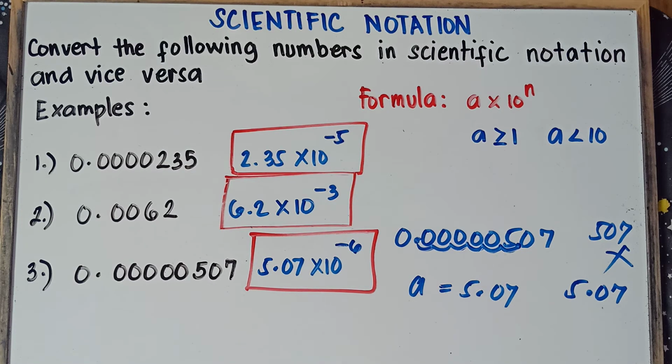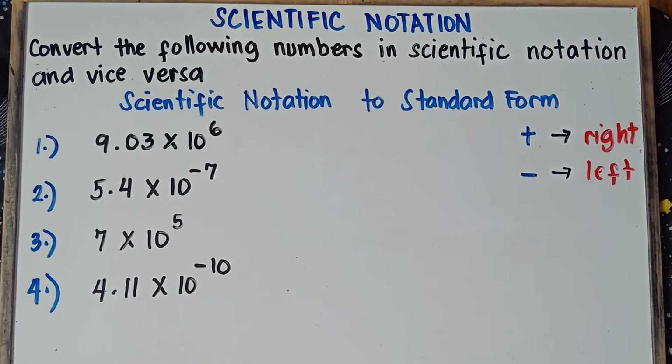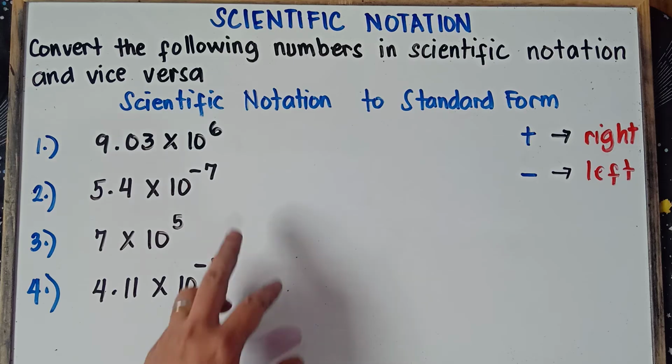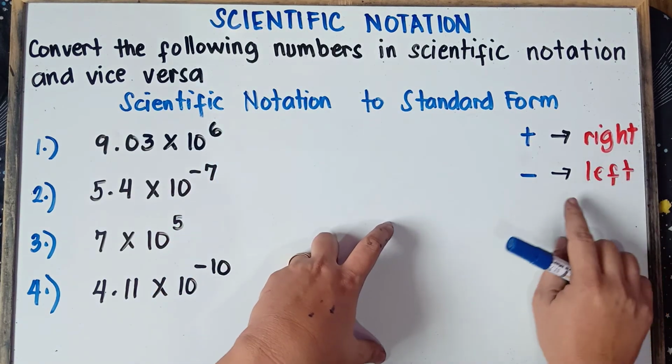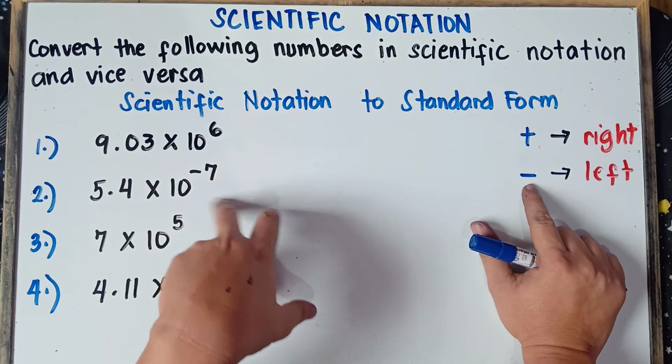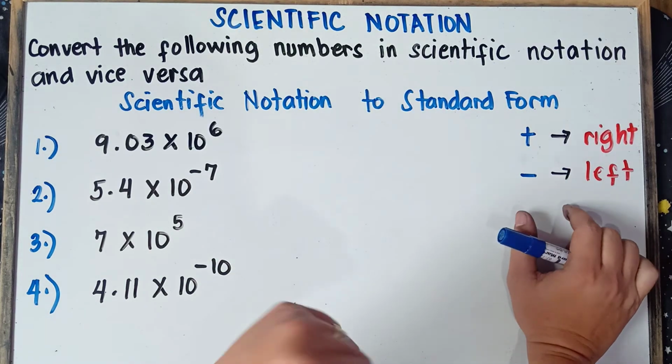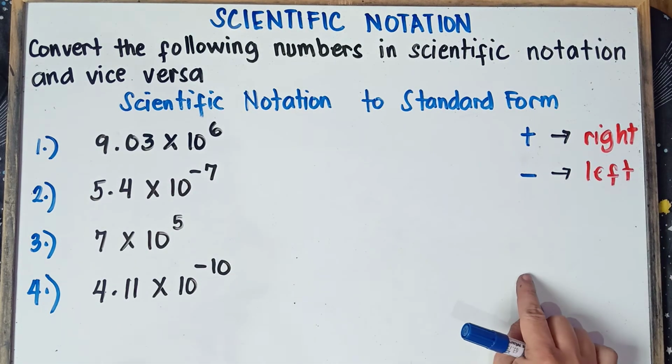All set. Alright, so let's proceed now to our second activity, converting scientific notation into standard form. Now, this will be very easy, class, if you remember this. If the exponent is positive, you move to the right. If the exponent is a negative number, you move to the left. So let's have an example, class, for you to understand this.